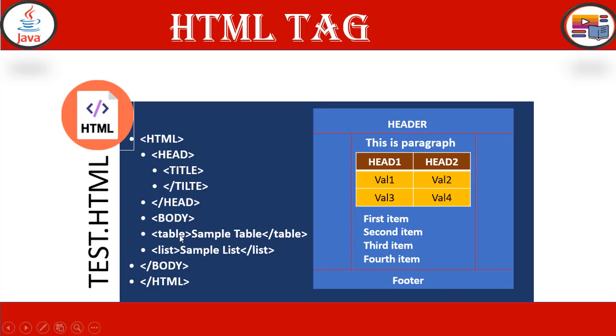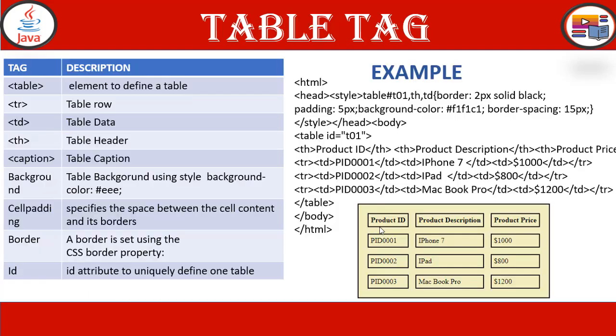Now as you can see, for table we have a sample table. When we say a table tag, this will internally virtually make a tabular form of data. And for the list, it will display like this: first item, second item. So in an ordered or organized, structured form, data will be published in your web application. Now let's take a look at it in detail one by one. Let's first start with the table tag.